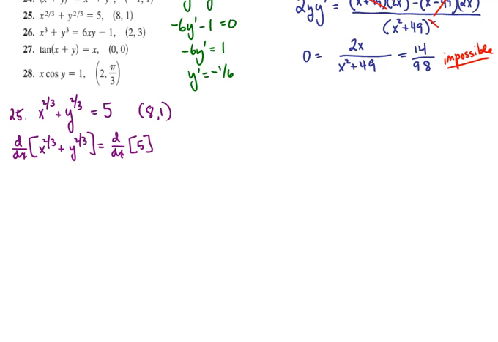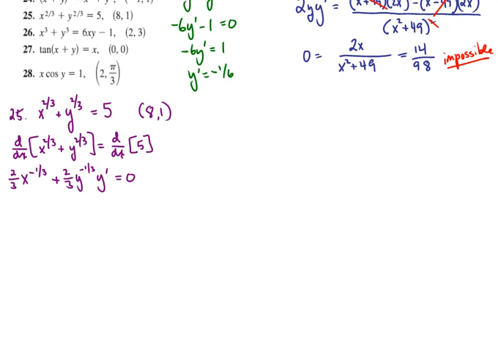On the left side we get 2/3 x to the negative 1/3, then plus 2/3 y to the negative 1/3, almost exactly the same. But because this is y, we treat it as a chain rule and we multiply by the derivative of the inside, which is y prime. And that's equal to 0.